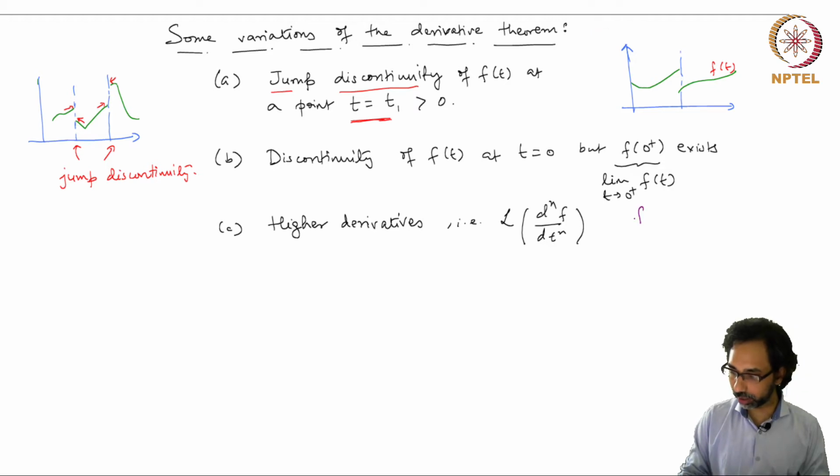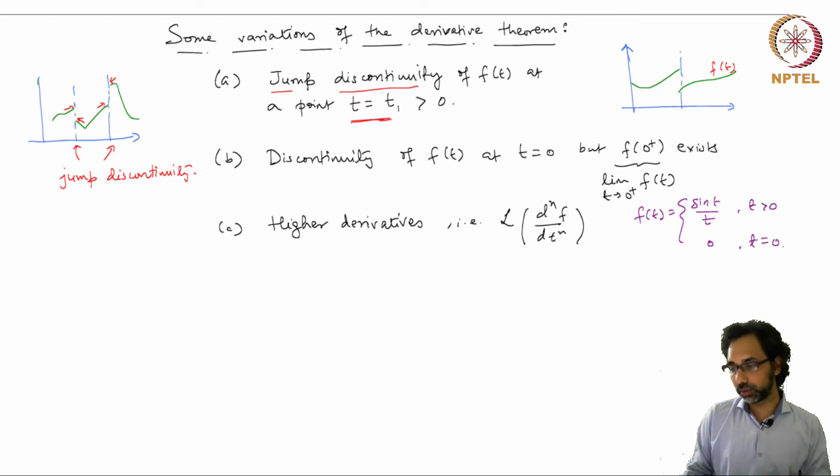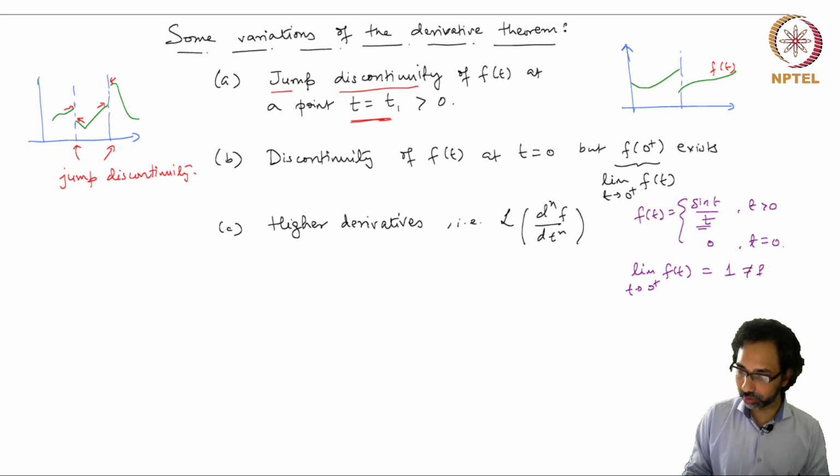So you can take f(t) to be sin t over t for t positive and 0 for t equal to 0. So now note that when you take the limit as t tends to 0 from the right of f(t), this is 1, because this is just the limit of sin t over t, which is different from f(0). So there is a point of discontinuity at t equal to 0.